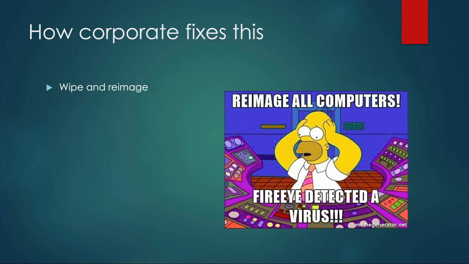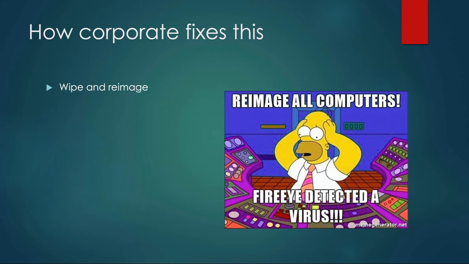Now, if we were working in a corporate environment and we have a corporate computer that has a problem, as in the company has given you a computer, they're going to do a wipe and reimage. And the reason that they do this is because it is significantly faster to wipe and reimage than try to track down all of the potential problems.